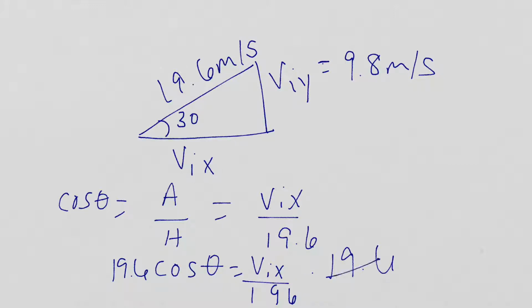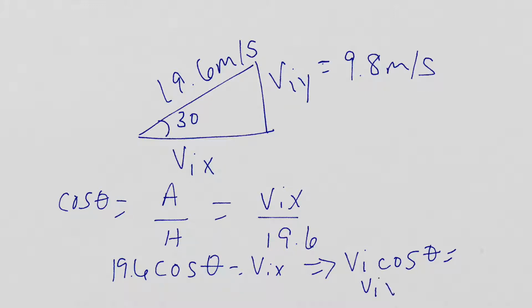And that makes it so these go away, and we can just erase them since I have that availability. So that's VIX. And more generally, that becomes VI cosine theta is equal to VIX. Alright? And this theta right here is 30, so we can replace it.